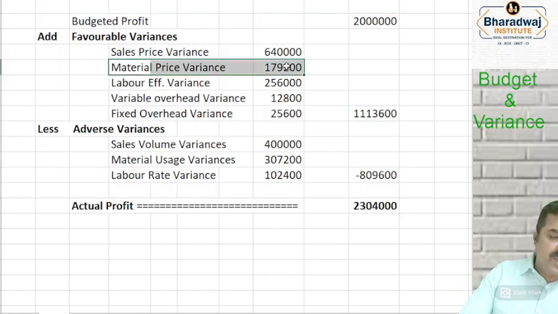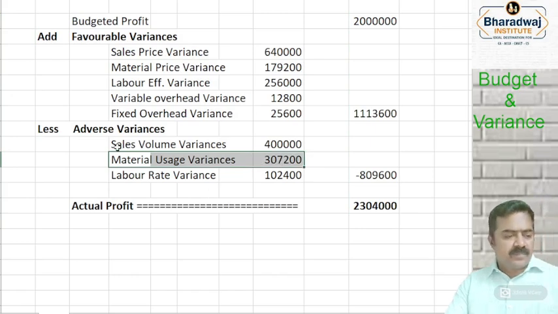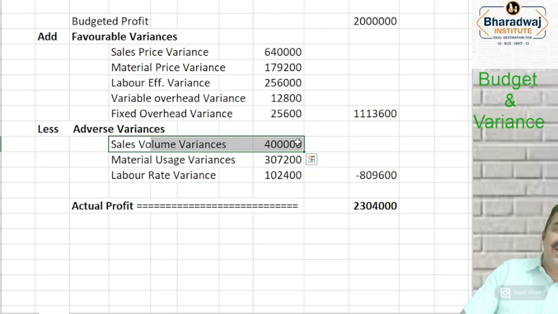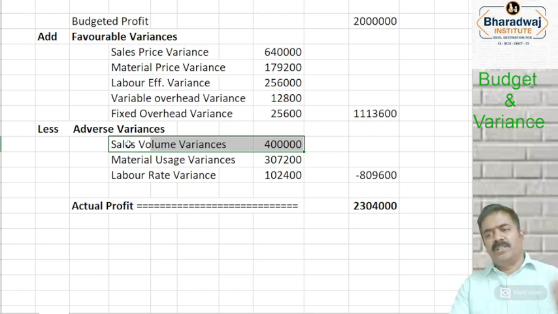Why is material price variance positive? Why did they use more quantity? Why are they not able to attain the sales volume? For example, budgeted quantity was 80,000, but we are able to sell only 64,000. Why is there a reduction in sales volume? Why is the sales team not able to achieve? The questions will be asked.